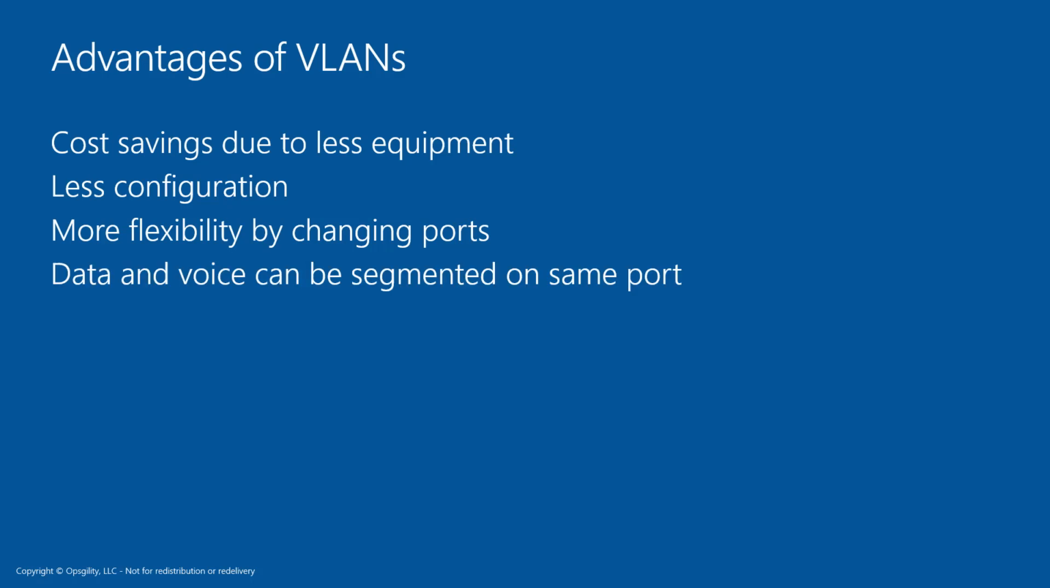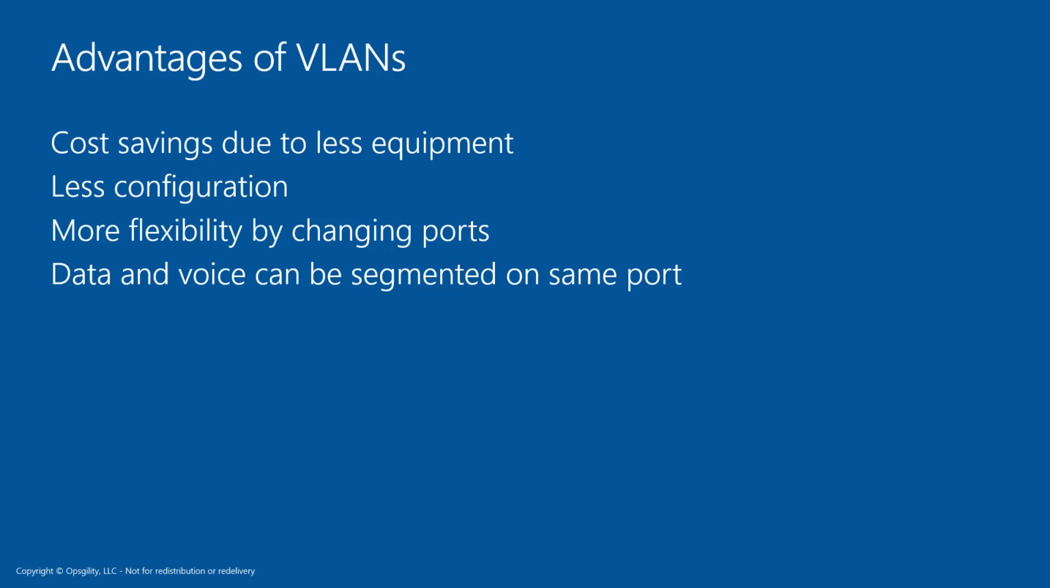And data and voice can be segmented on the same port. So on some higher end switches, such as the Cisco 2000 and 3000 series switches, you can segment the traffic between data and voice. So you can have more than one VLAN running on the same port at the same time. However, one has to be designated data and one has to be designated voice.